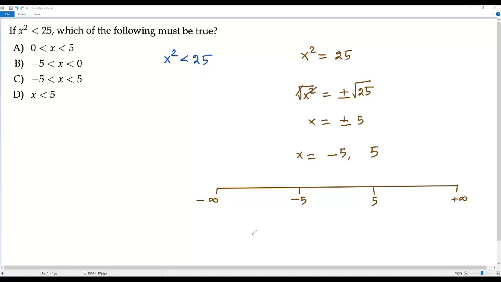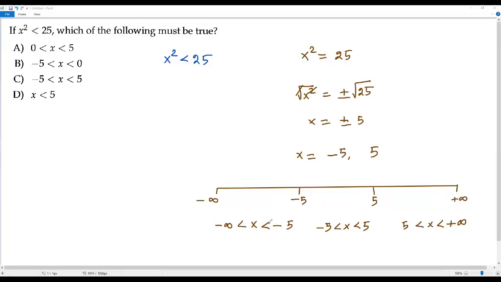So I'm getting three intervals when I mark these two values, negative 5 and positive 5, on the number line. The first interval is negative infinity less than x less than negative 5. The second interval is negative 5 less than x less than positive 5. And the third interval is 5 less than x less than positive infinity.